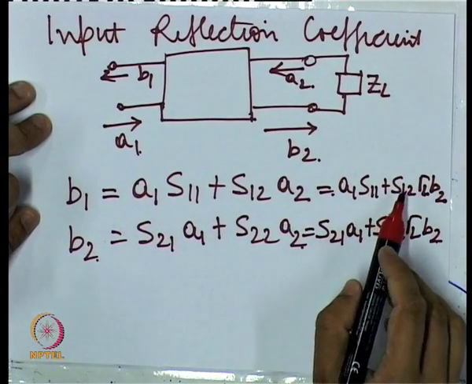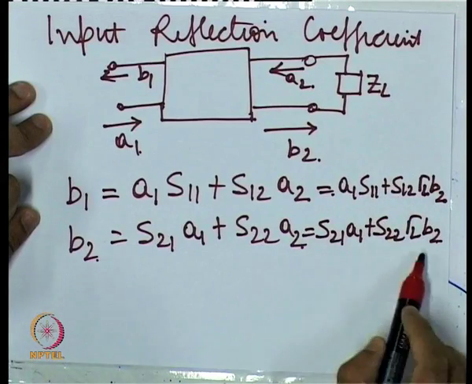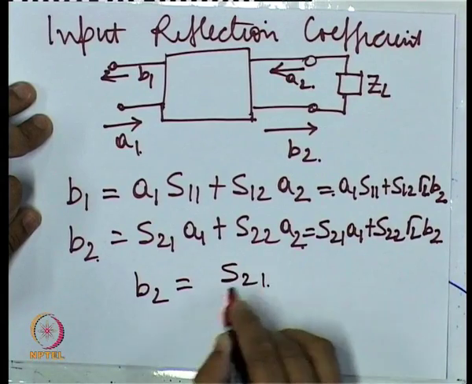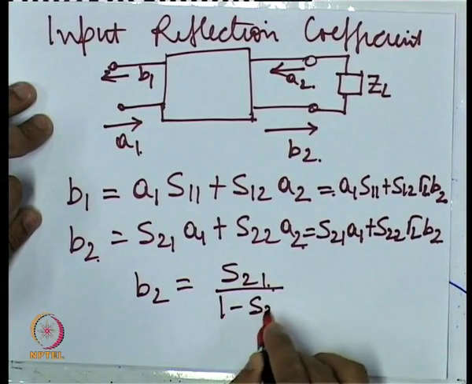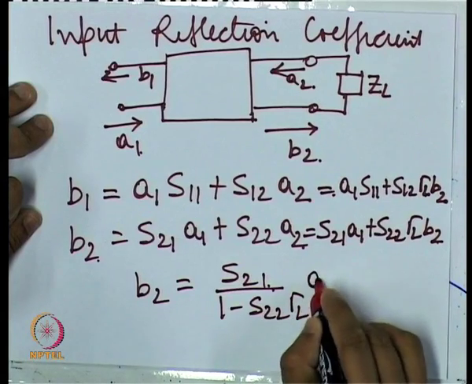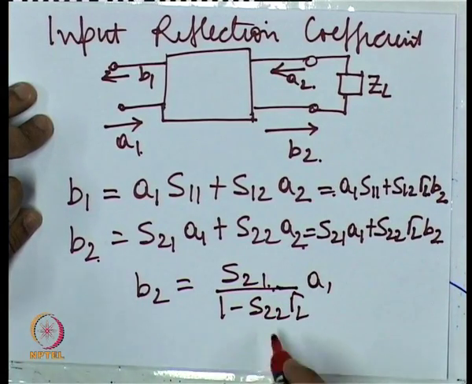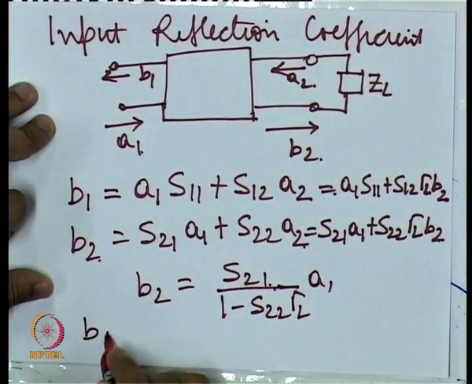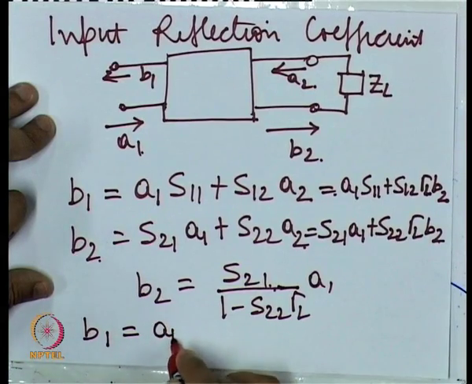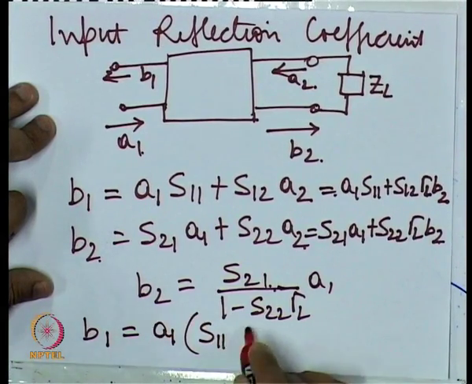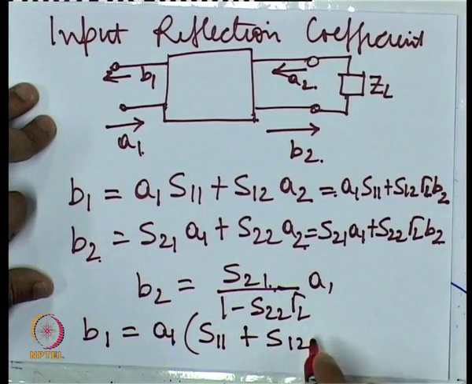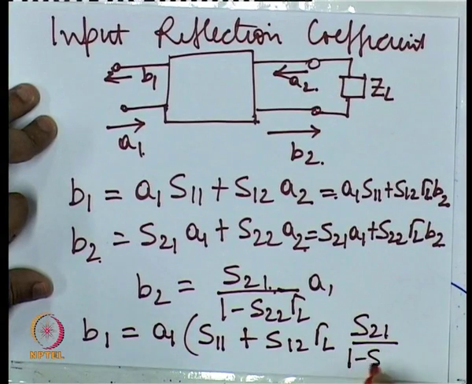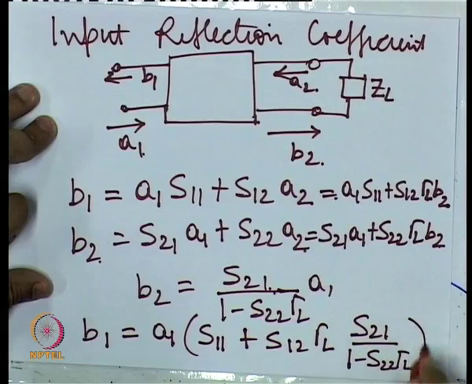Now solving the second equation, we get B2 is equal to S21 upon 1 minus S22 gamma L times A1. And then if we substitute this value in this equation, we get an expression for B1 in terms of A1 as S11 plus S12 gamma L times S21 upon 1 minus S22 gamma L.